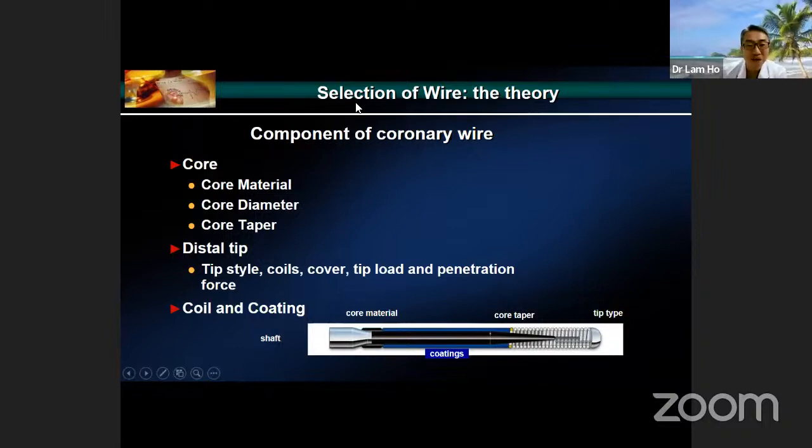And then we are talking about the theory for the wire. I think it's very easy to find it on the internet.